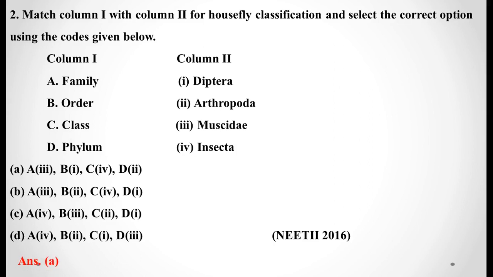because the family name ends with the suffix -idae. Order name, that is Diptera. Housefly is an insect, that's why it has wings, and the wings are in a pair: Diptera, paired wings.